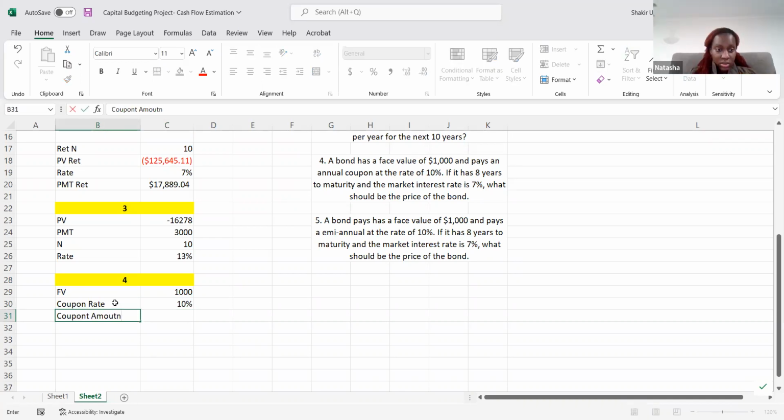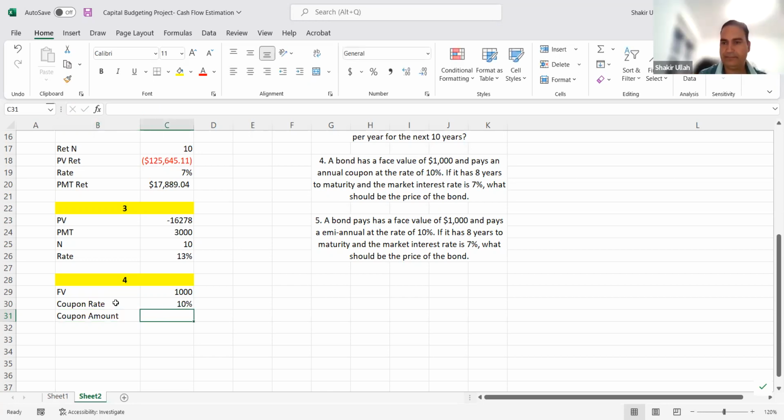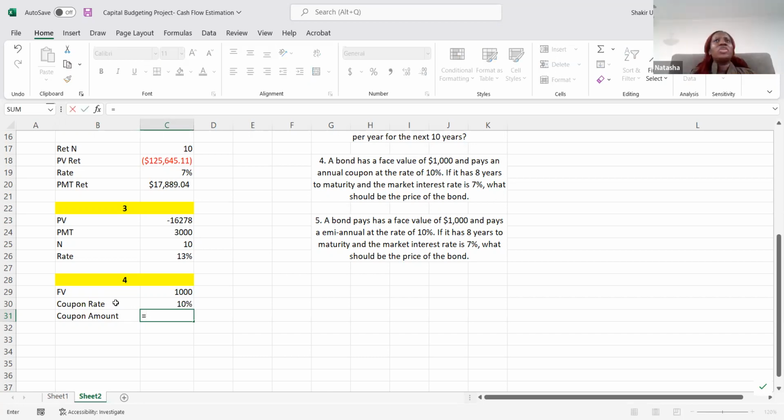If this bond pays a coupon rate of 10% and the face value is 1,000, we simply multiply the face value by the coupon rate. That is correct.